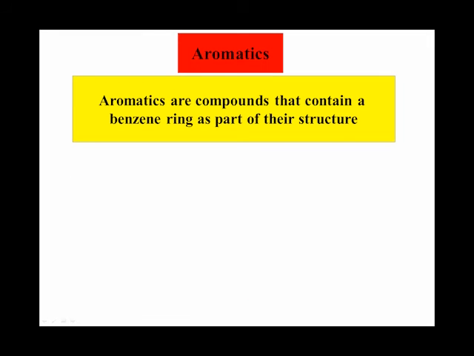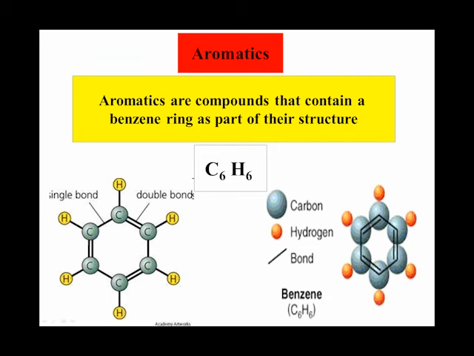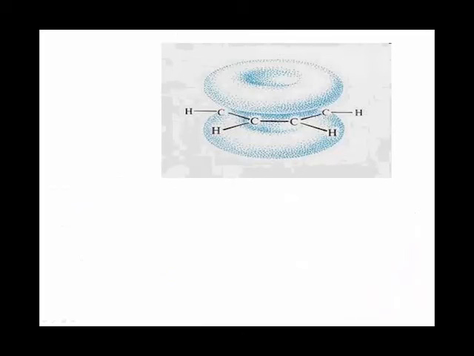A whole other group of organic compounds are referred to as aromatics. Aromatic compounds contain a benzene ring as part of their structure. The formula for benzene is C6H6. This is its arrangement. I show two diagrams for its arrangement so it's clear.